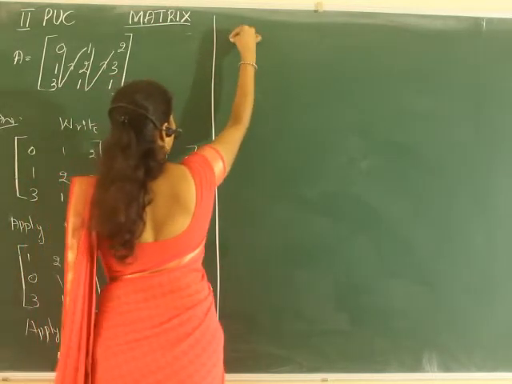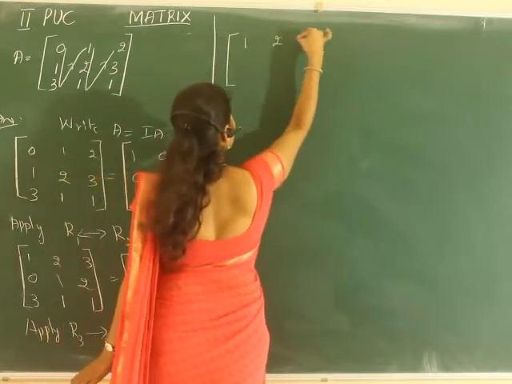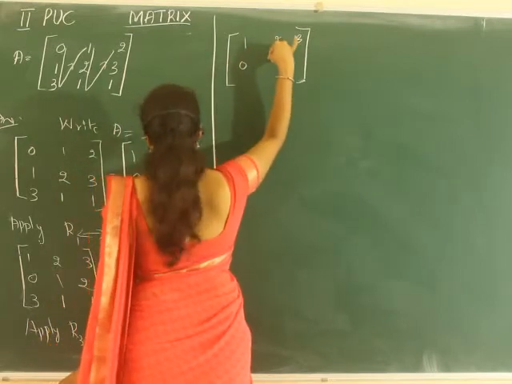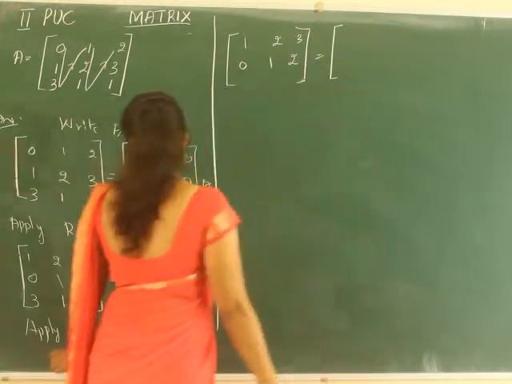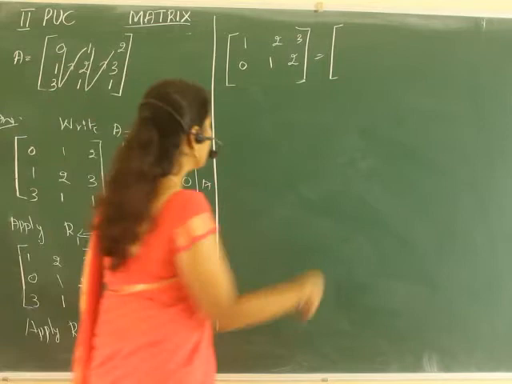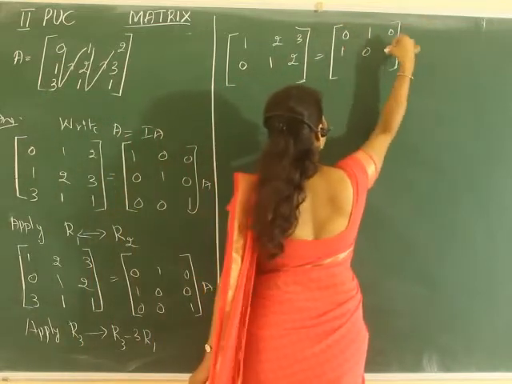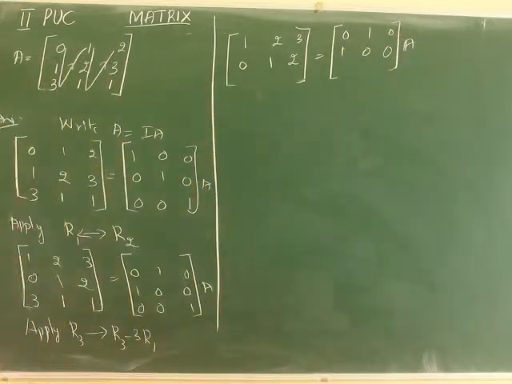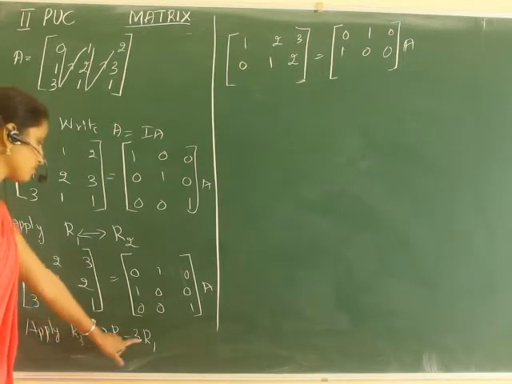So I can write R1 as it is, 1, 2, 3, then R2 as 0, 1, 2. On the right side also R1 and R2 I can write as it is, 0, 1, 0 and 1, 0, 0. I can write them as they are because R1 and R2 do not change, only R3 changes. So next is R3. R3 changes to R3 minus 3 into R1.